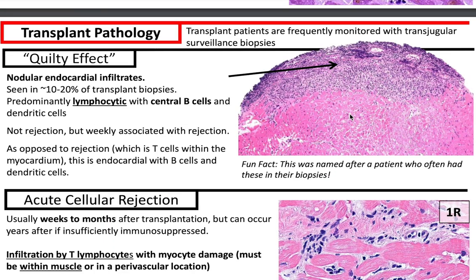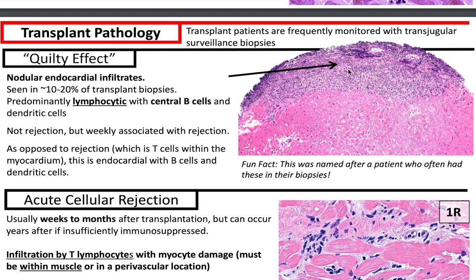Transplant pathology. Transplant patients are frequently monitored with transjugular surveillance biopsies. The Quilty effect. These are nodular endocardial infiltrates, as you can see here, and seen in approximately 10 to 20% of transplant biopsies. Predominantly lymphocytic with central B cells and dendritic cells.